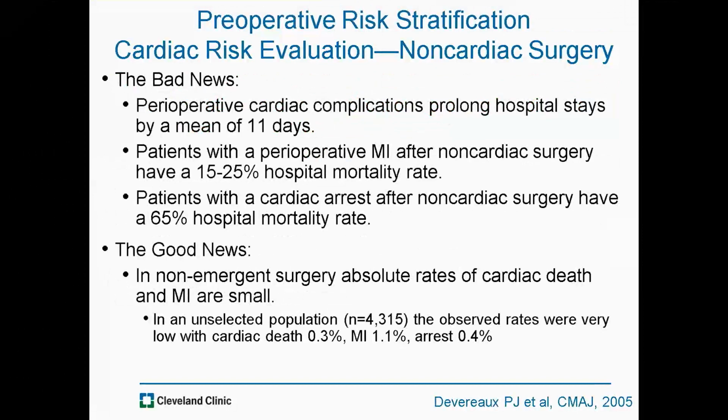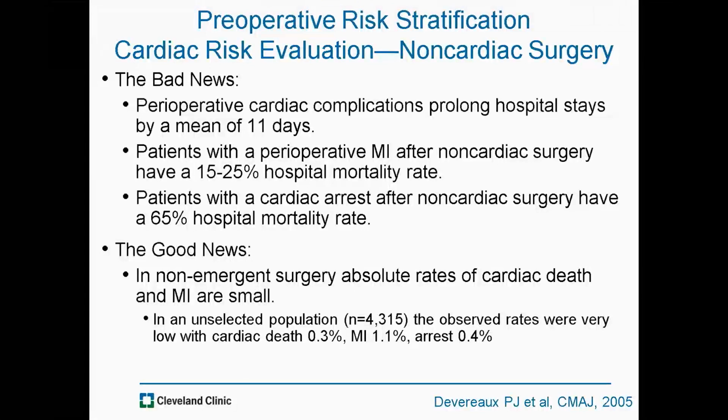So the bad news about this is that for patients who have perioperative cardiac complications, the hospital stay gets more complicated, and the length of stay is longer by 11 days. More importantly, these patients who have a perioperative MI have a 15 to 25% in-hospital mortality. And patients with cardiac arrest after non-cardiac surgery have a 65% risk of hospital mortality. So major cardiac complications can be quite serious.